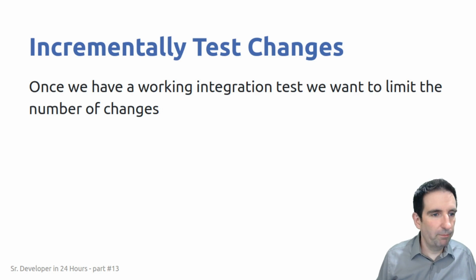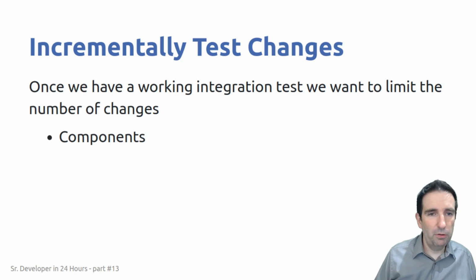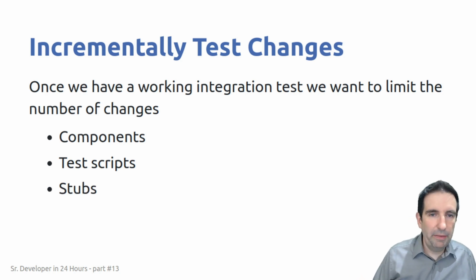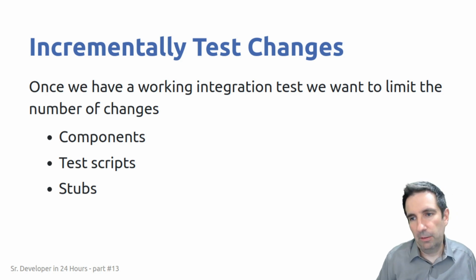With that said, it is important that the changes that we make, we make in small steps at a time. And once we have a working integration test, we want to only change one component at a time, or maybe one test script at a time, or one stub at a time. That way, we're mutating things in smaller steps, and if something breaks, it's going to be a lot easier for us to figure out how to fix it.